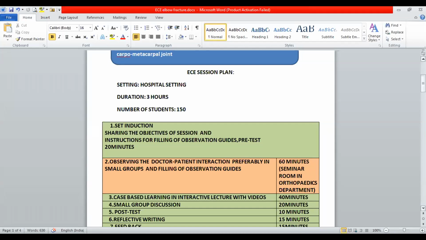Then for the next 60 minutes, the students will be going to the hospital, to the seminar room in orthopedics department, where we are expecting 4 or 5 elbow fracture patients, and the students will be observing the doctor-patient interaction, and they will fill those observation guides.